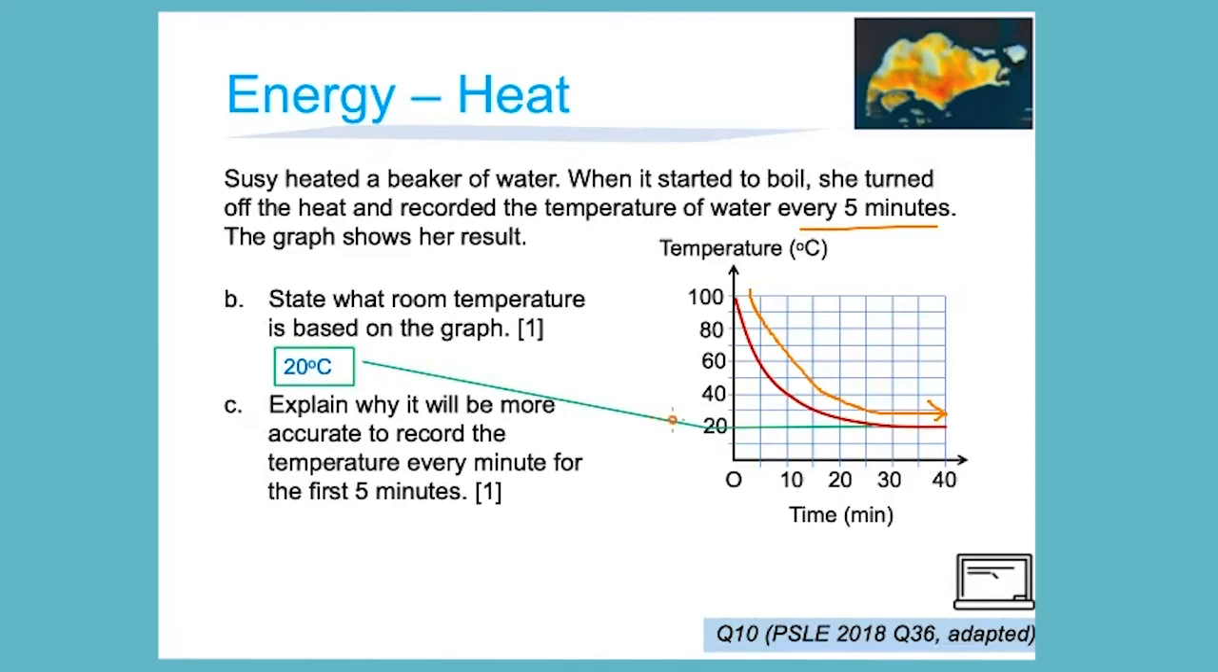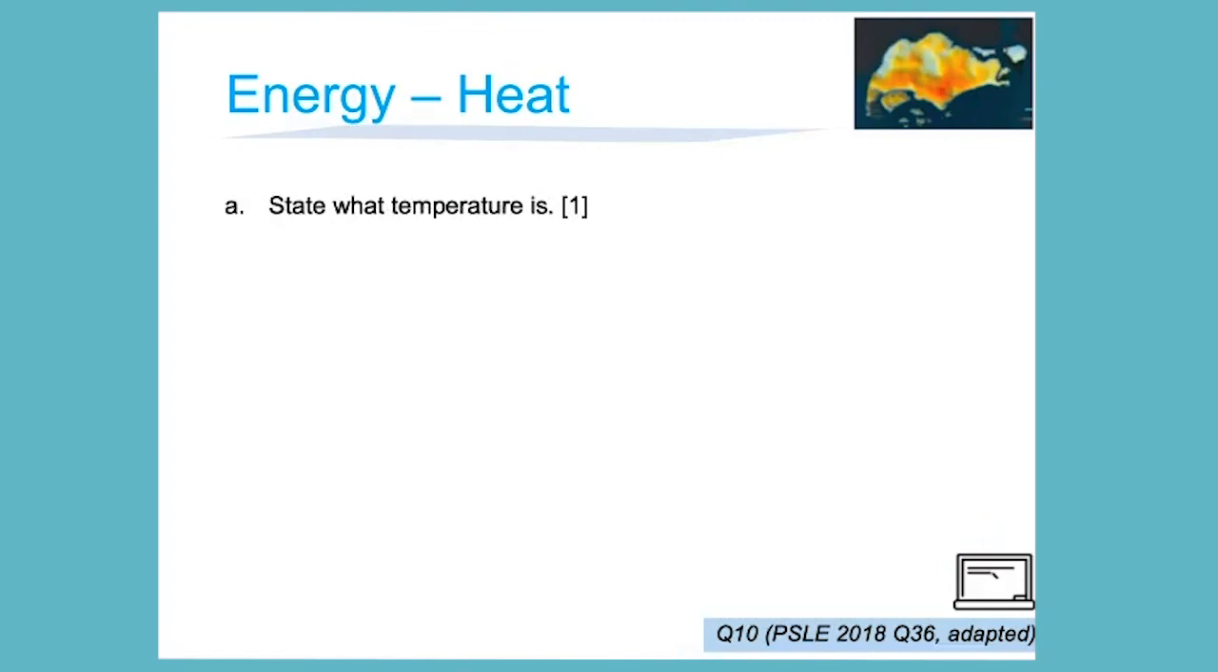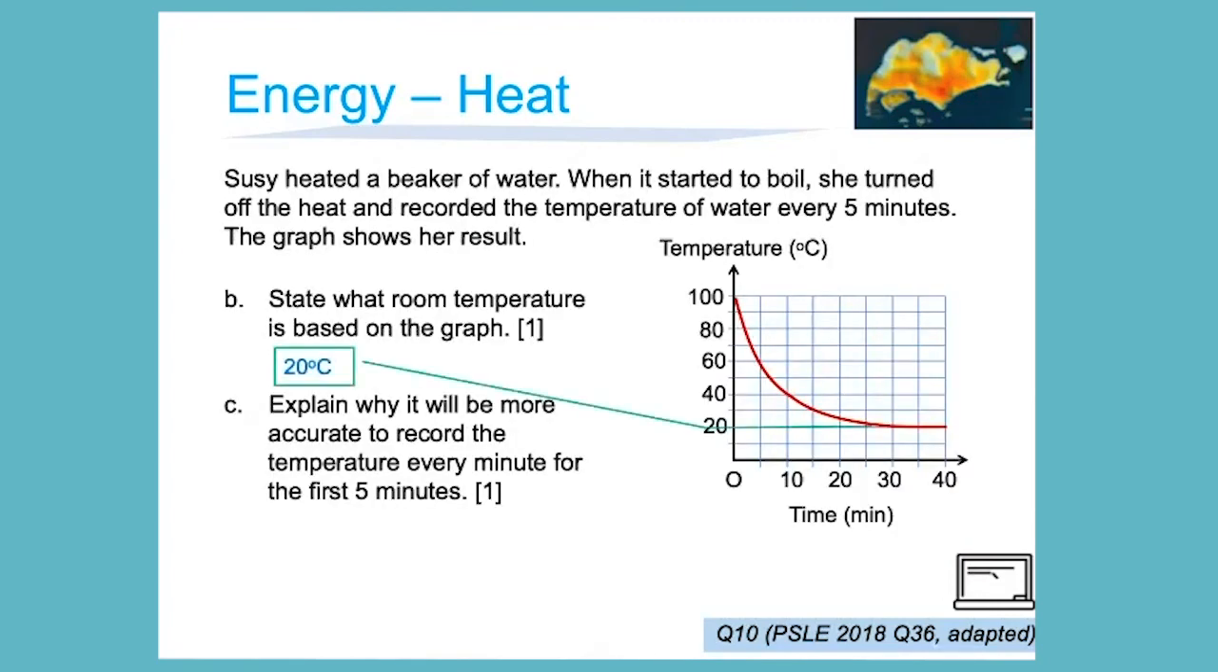So another way that they can give you this information is to give you a table, right? Then at 0 minutes, the temperature is 100, for example. Then at 5 minutes, 80 degrees. At 10 minutes, 50 degrees. Then at 30 minutes, 40 minutes, 20 degrees, 20 degrees, 20 degrees. So the lowest temperature that's hit is what I can assume to be the room temperature.